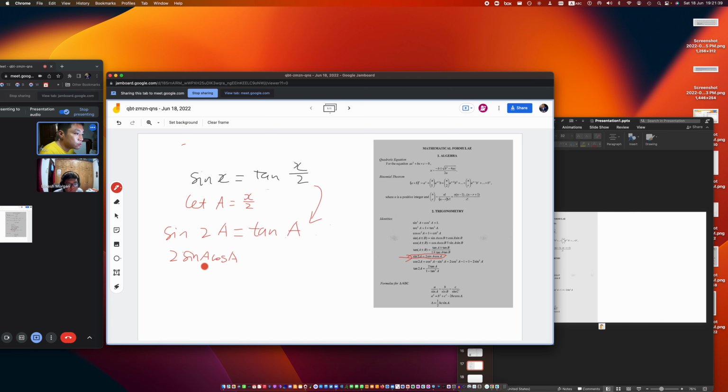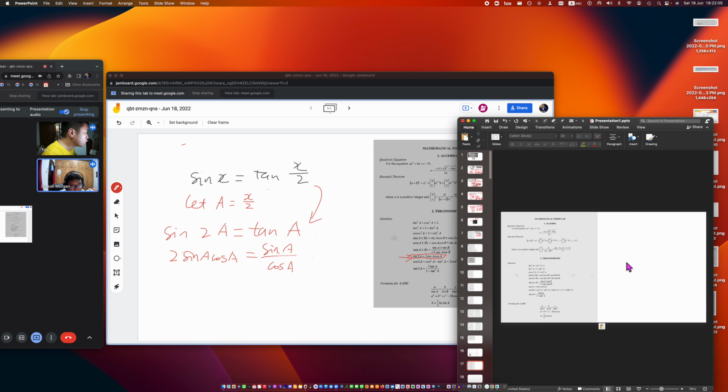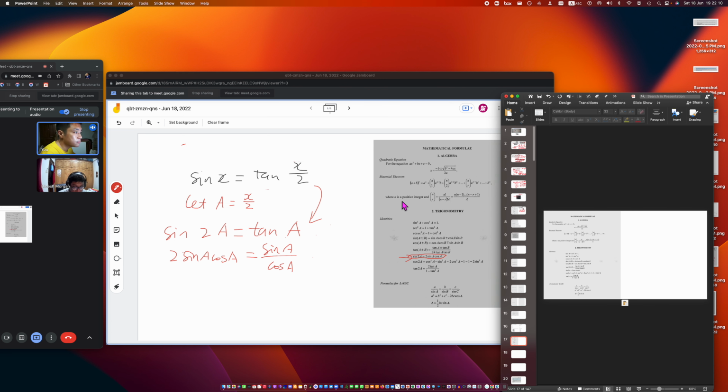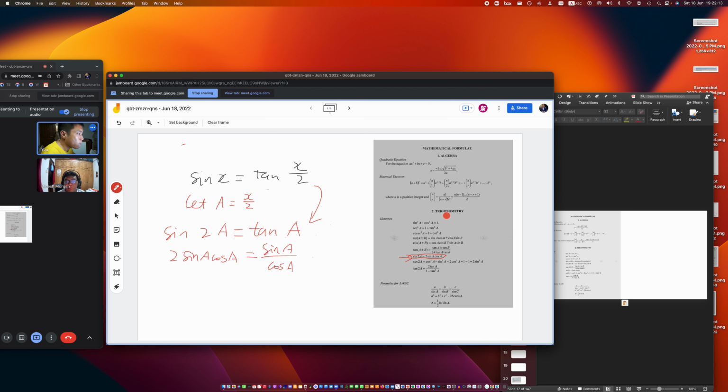So my left hand side is equal to this, and the right hand side is just tangent A. You can convert tangent A into sine A over cosine A. Then what do you do? Multiply by cosine. Can you continue from here? You can use a black ink.